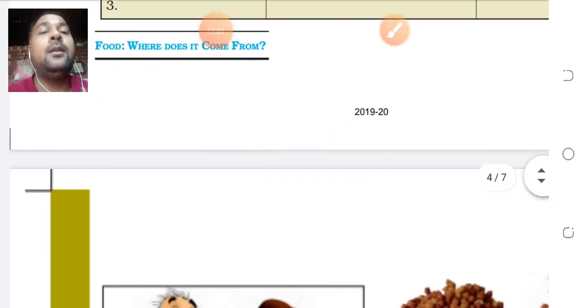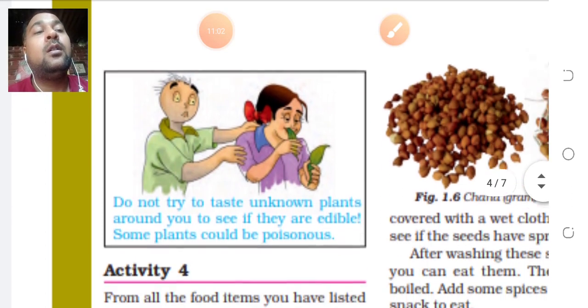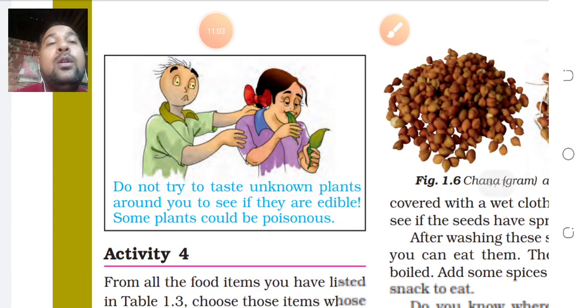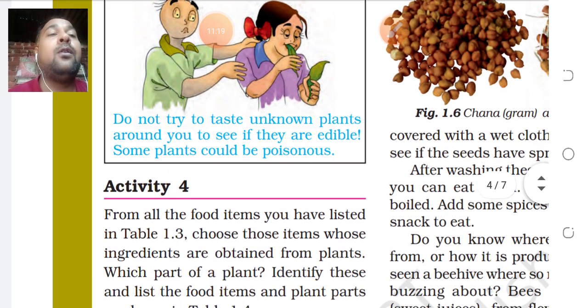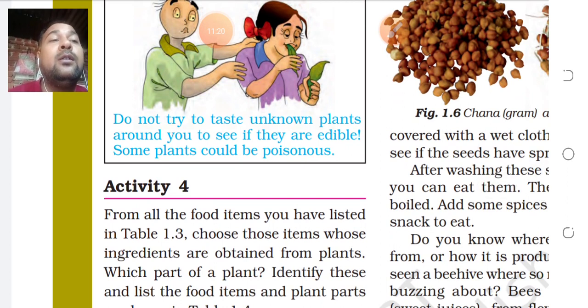Now in this picture you are seeing one boy and one girl. The boy is telling, do not take leaf without knowing about that, it may be poisonous. So before taking anything from the jungle or from around you, from a plant, first of all know about that plant, then use it as a food.